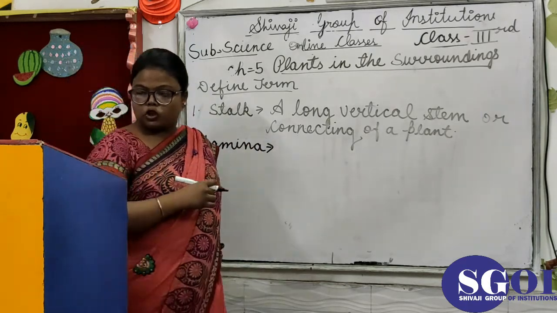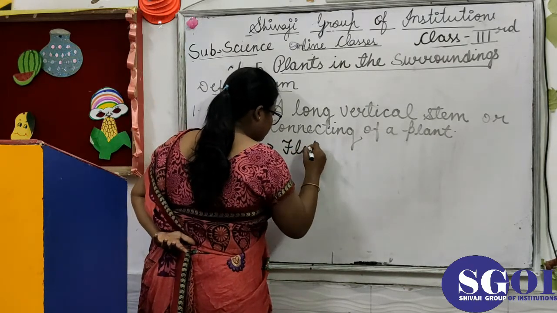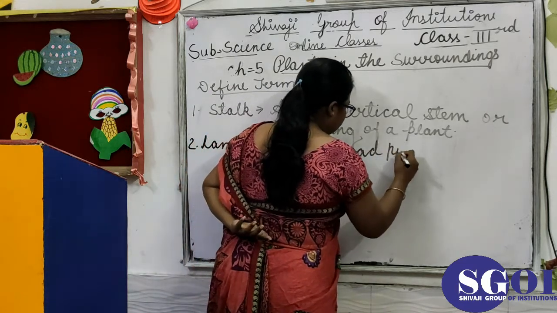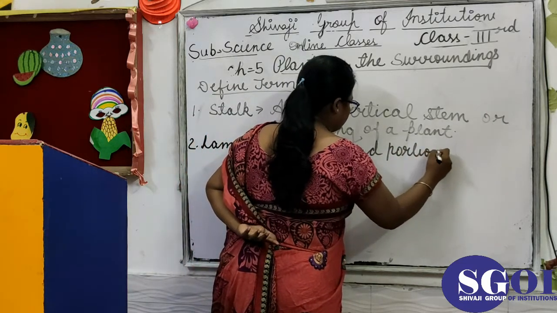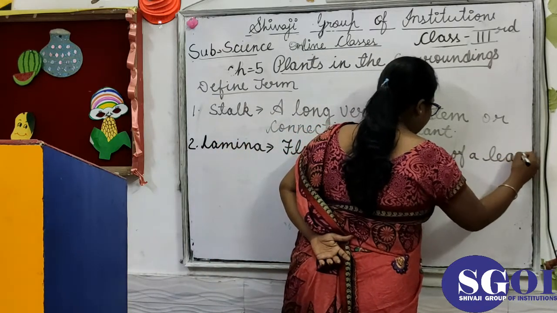Next, lamina. Flat, broad portion of a leaf.